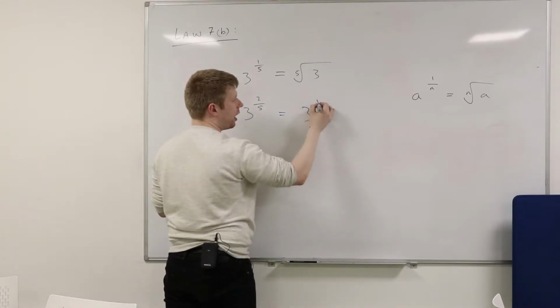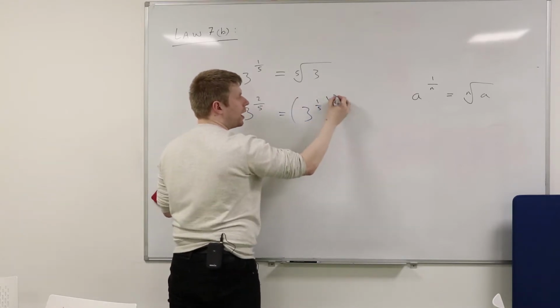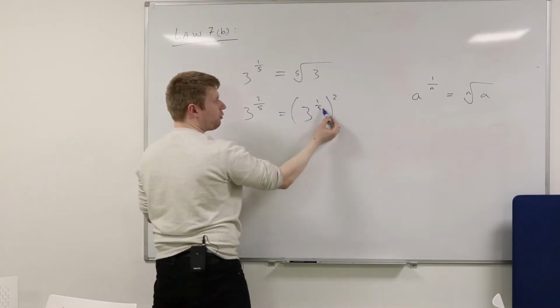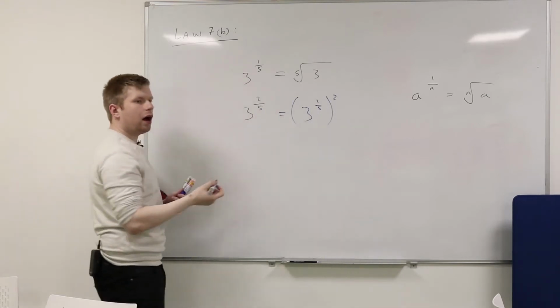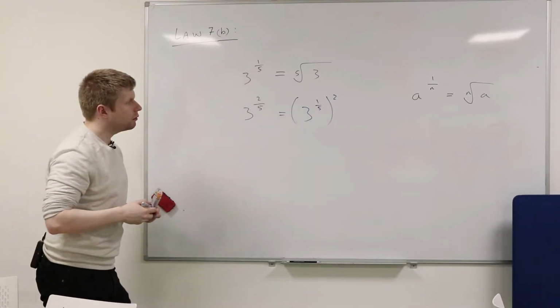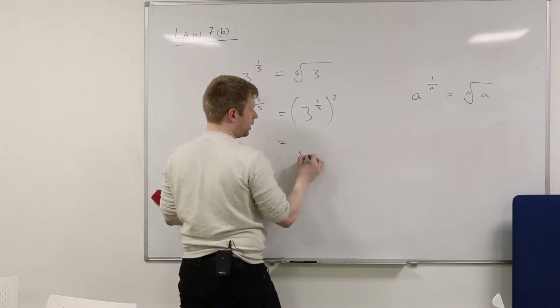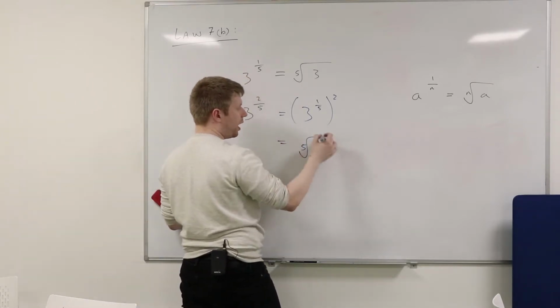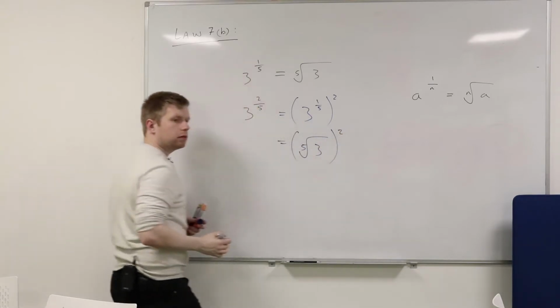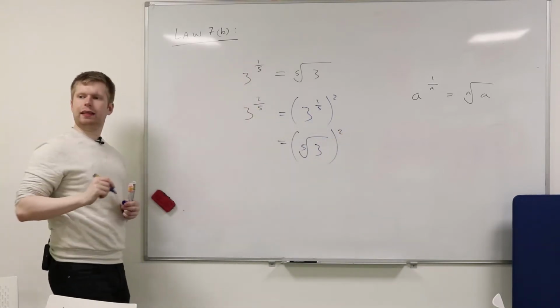is 3 to the power of 1/5, all squared. You happy? Because by law 3, if I multiply those two things together, I get 2/5. Okay? 1/5 times 2 is 2/5. Now that becomes, well, that becomes the 5th root of 3, I know that, all squared. Okay? But what if I did it the other way round?